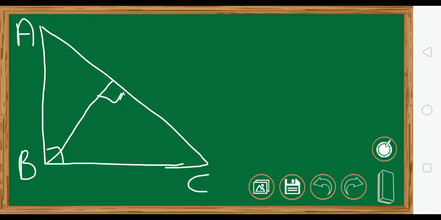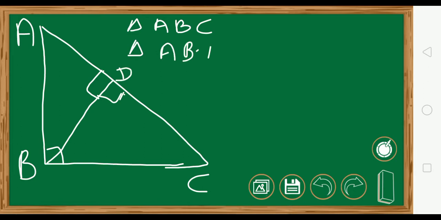If this is 90, by linear pair this is also 90. So right now you are having three triangles which are all right angle triangles. One is triangle ABC, this is a right angle triangle. Then you are having triangle ABD, let me name this as D, this is also a right angle triangle, and triangle BDC.